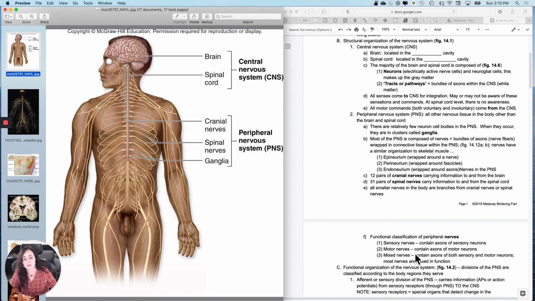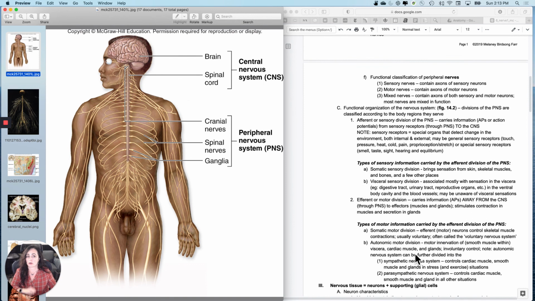So that is the functional classification of peripheral nerves. They're either sensory, motor, or mixed, okay? And we will reinforce that a little bit later.